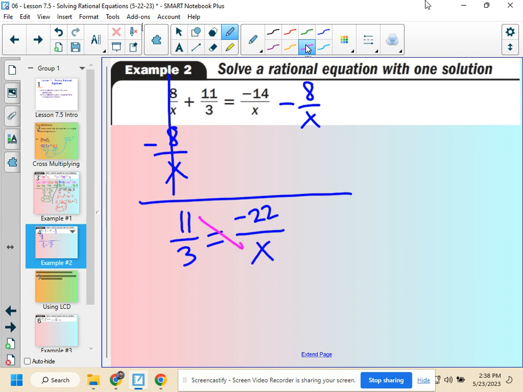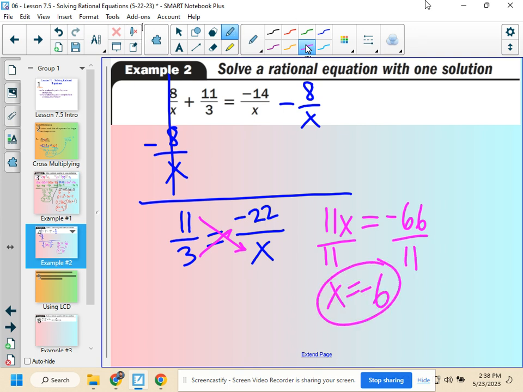use the cross products. So 11 times x is 11x. Negative 22 times 3 is negative 66. We'll divide everything by 11 to get x equals negative 6. Cool. So those are all situations when cross multiplying is going to be your best bet.